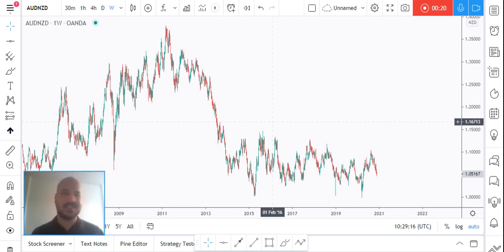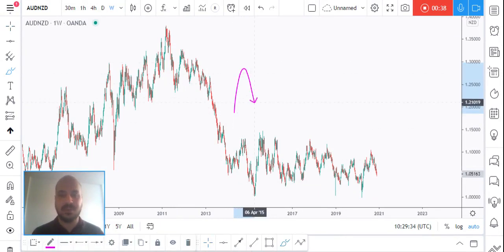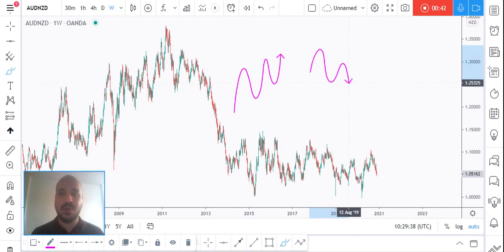So let's get started. As we do every week, we will choose a pair and do a top-down analysis for this pair, and I'll try to make it as educational, practical, and easy as possible. We'll start with the weekly and daily time frames to know where we stand in the market. Is the market overall bullish? Is it overall bearish? Or is it stuck inside a range?